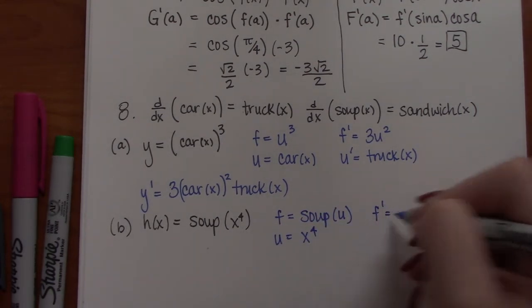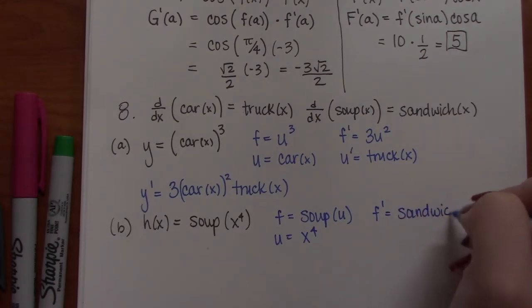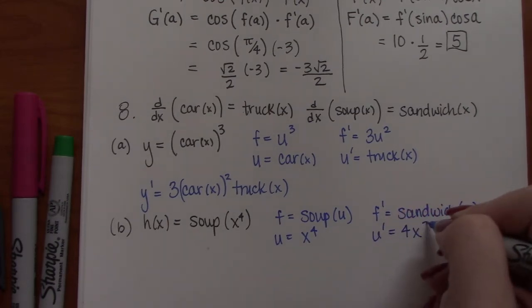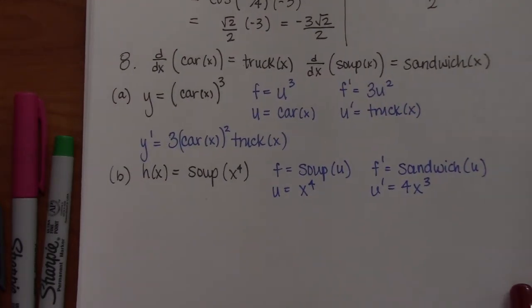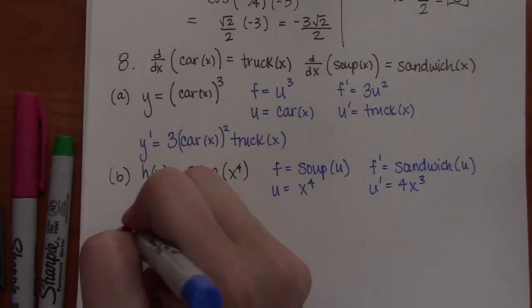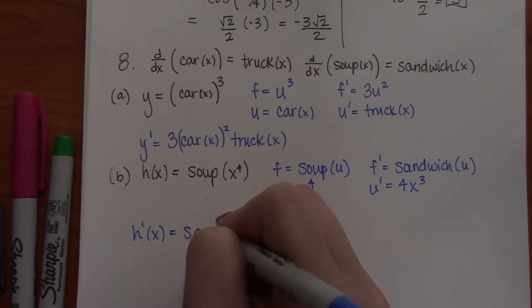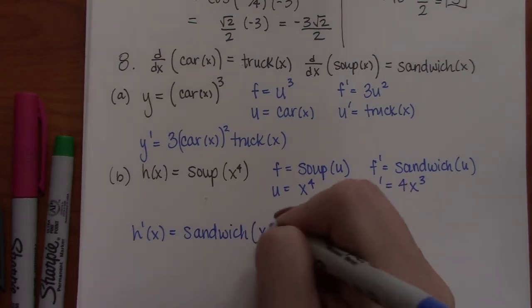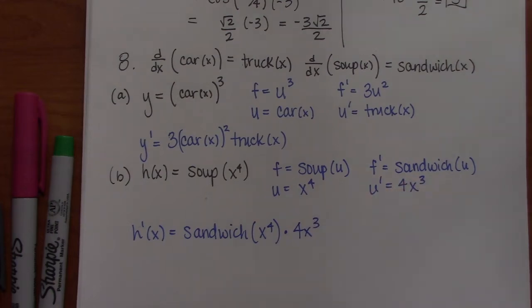So the derivative of the outside, well, the derivative of soup was sandwich. And the derivative of the inside is 4x cubed. So if I apply f prime times u prime, h prime of x was sandwich of u, which was x to the 4th, times the derivative of the inside, which was 4x cubed.